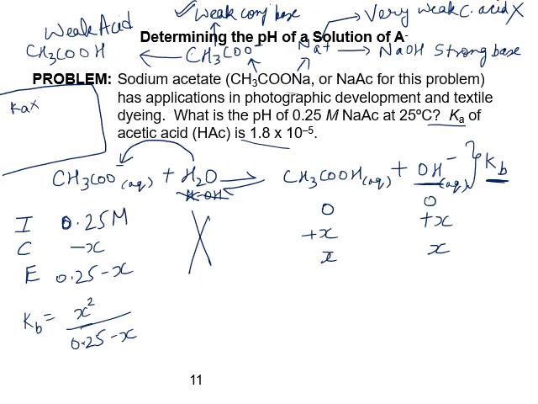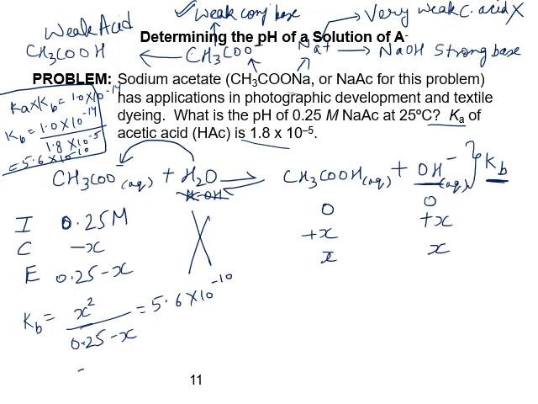Remember, Ka times Kb is 1.0 times 10 raised to the power minus 14. So Kb is going to be 1.0 times 10 raised to the power minus 14 divided by Ka, 1.8 times 10 raised to the power minus 5. If you solve, this would give you 5.6 times 10 raised to the power minus 10. That's my Kb, which means this is equal to this value.